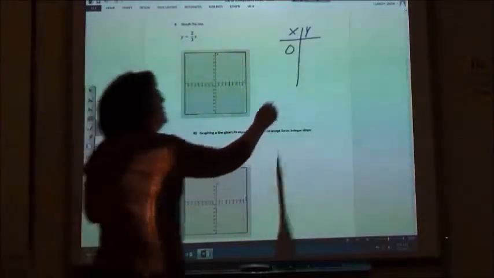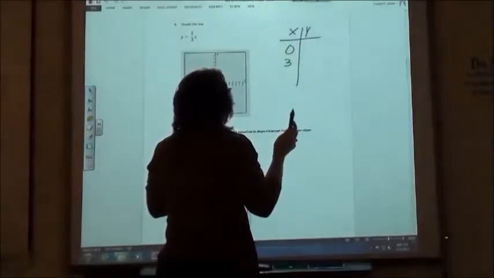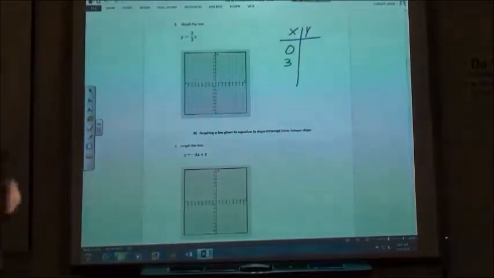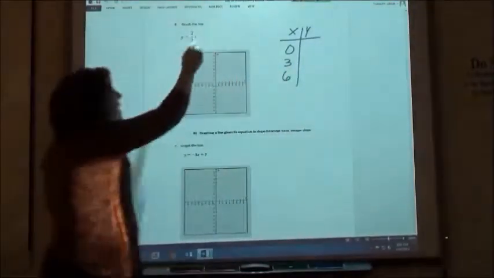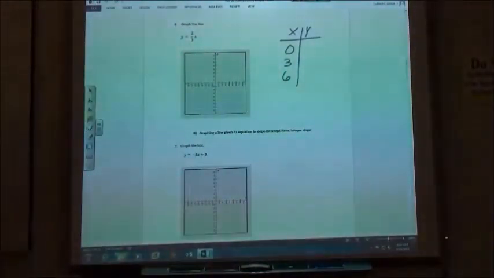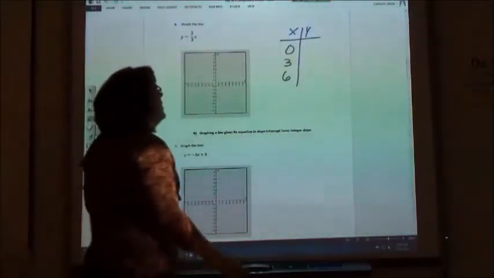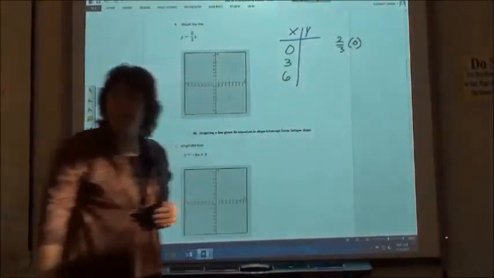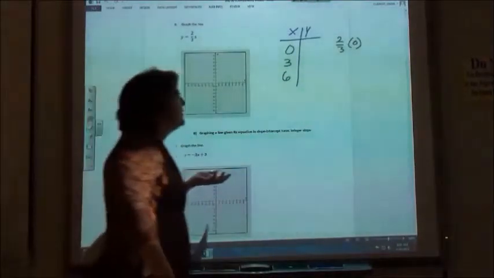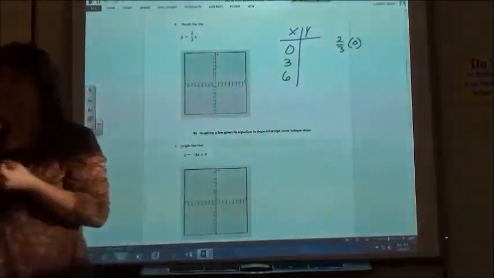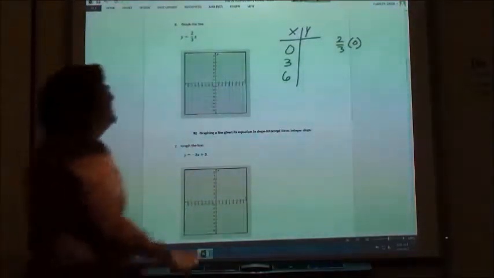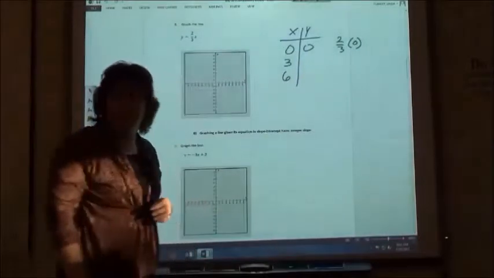3. And what's another multiple of 3? 6. Because that way I can cancel out those fractions and I won't have those ugly fractions in there. And of course, if you have trouble with the fractions, you could use your calculator. But if I start and I do 2/3 times 0, anything times 0 is always 0. So 2/3 times 0 is going to give me 0.